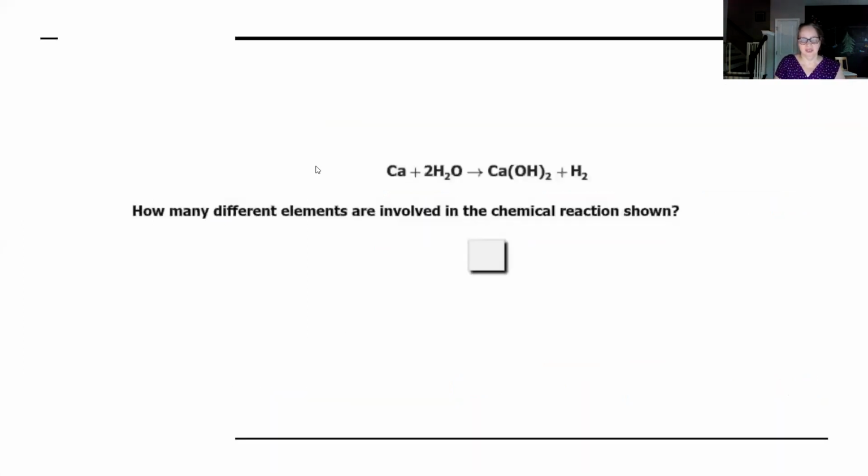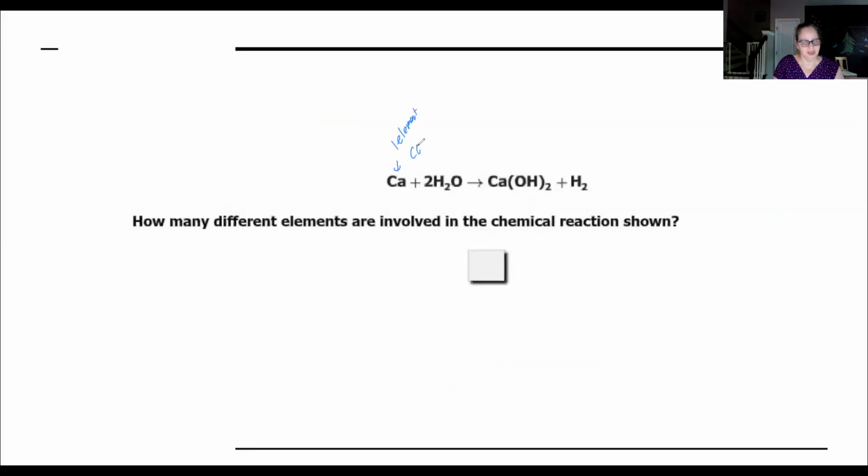Right. How many different elements are involved in the chemical reaction? Remember, the chemical symbol always starts with a capital letter. So Ca is only one element. And you can look on your periodic table because you can use it in all parts. That's calcium. There is no capital H, capital O element. Why? Because each capital letter gives you a different element. So capital H, this is the element of hydrogen. And here is my element of oxygen.